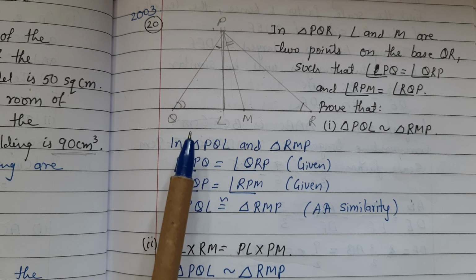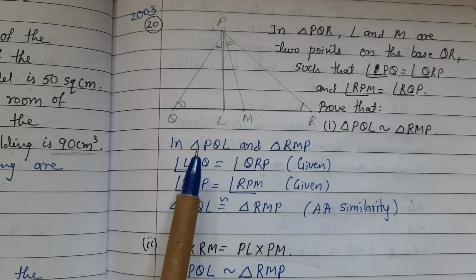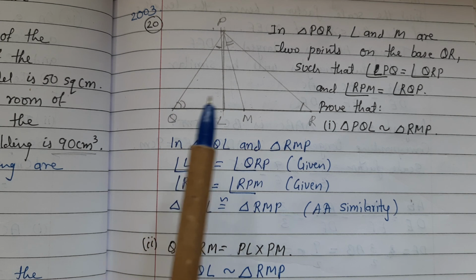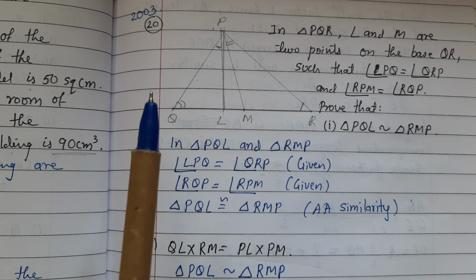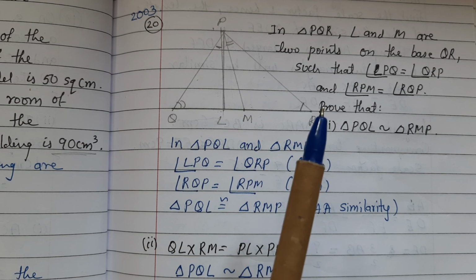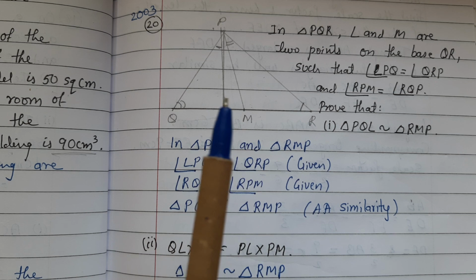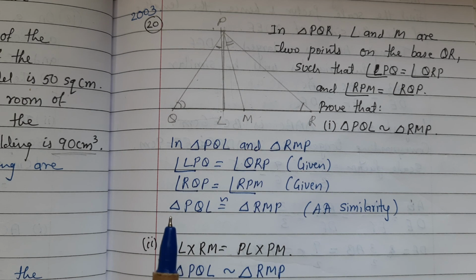In triangle PQL and triangle RMP, angle LPQ is equal to angle QRP, given. Second, angle RQP is equal to angle RPM, given. Therefore, triangle PQL is similar to triangle RMP by AA similarity.